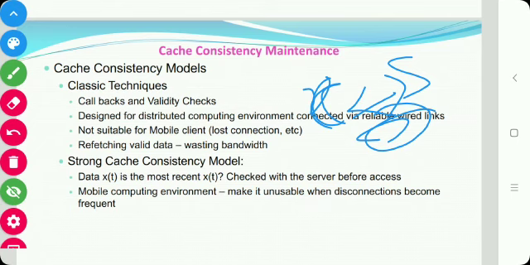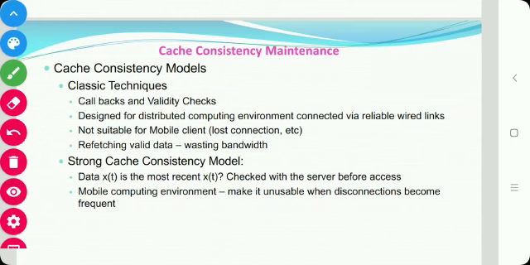So there are several cache consistency maintenance schemes available, such as for the WWW, distributed file systems and database systems. The most widely used cache consistency models are called callbacks and validity checks.